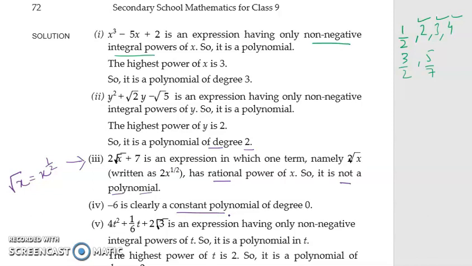Now see the next, fourth: minus 6 is clearly a constant polynomial. I had explained that constant polynomials have constants, which are numbers. Fifth: 4t square plus 1 by 6t plus 2 root 3 is an expression having only non-negative integral powers of t. What is the variable, students? Again, in polynomials we check variables, not constants. 1 by 6 and 2 root 3 are numbers, so these are constants. The highest power of t is 2, so it is a polynomial of degree 2, and a polynomial of degree 2 is called quadratic.